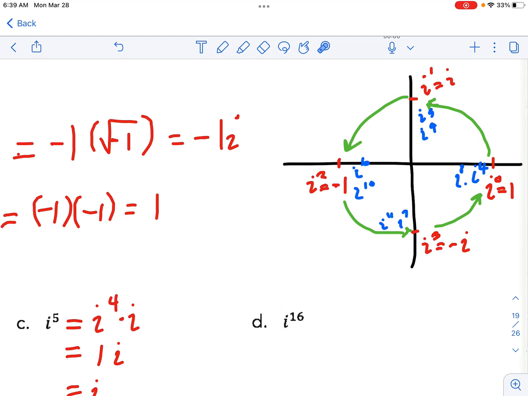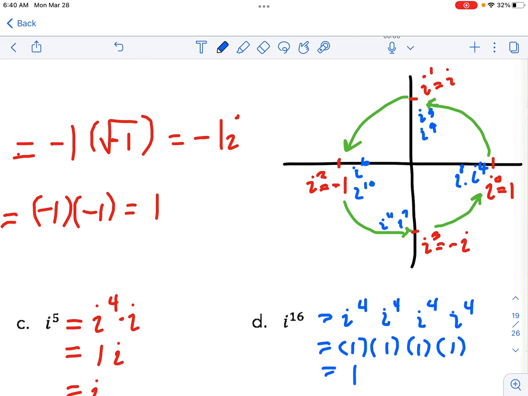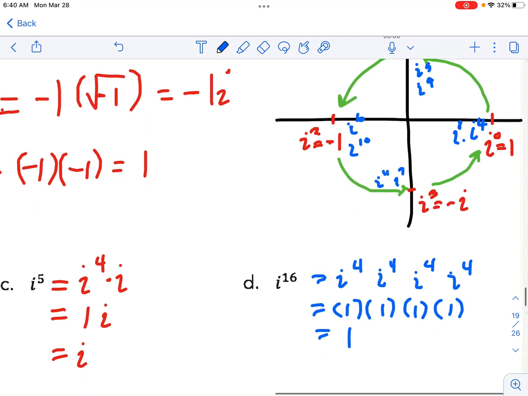Well, 16 is a multiple of, is it a multiple of 4, 5, 6, or 7? And it's a multiple of 4. So i to the 16th falls here. So i to the 16th is i to the 4th times i to the 4th, that's i to the 8th, times i to the 4th, that's i to the 12th, times i to the 4th, that's i to the 16th. So this is 1 times 1 times 1 times 1. So i to the 16th must be 1.